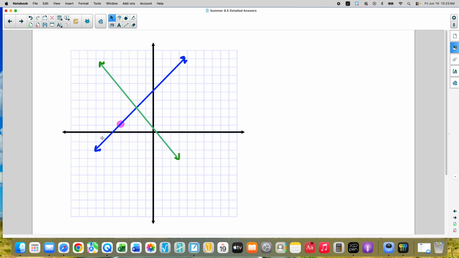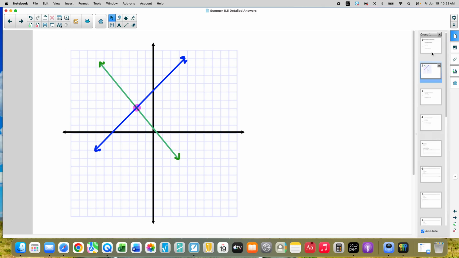This is also a solution to only one of the equations. It's a solution to the blue equation, but not the green equation, because it's not on the green line. If it's on neither of the lines, then it's not a solution to either of the equations. Very important. You can either get one solution, no solution, or you can get a solution to both equations, and that would be the solution to the system.